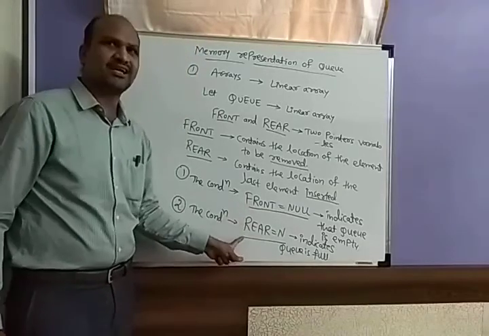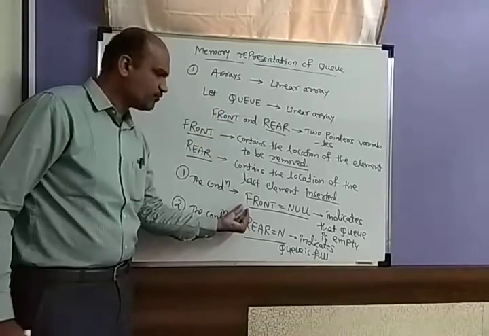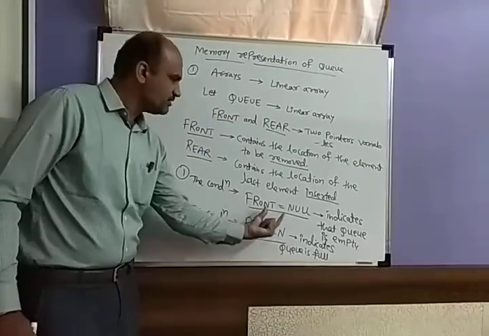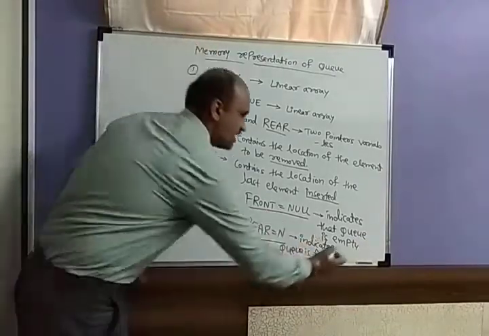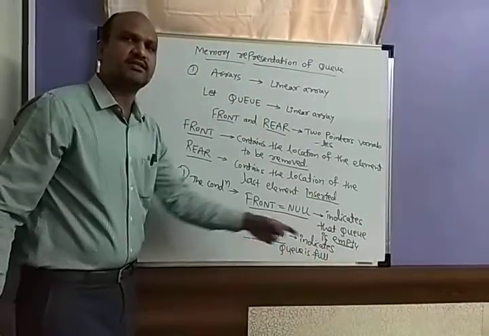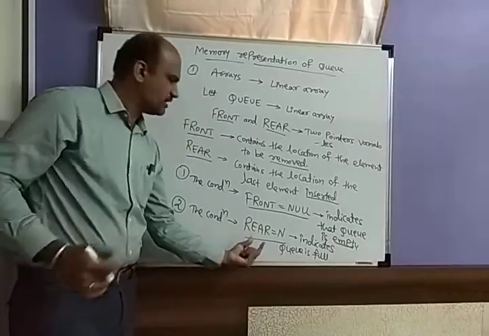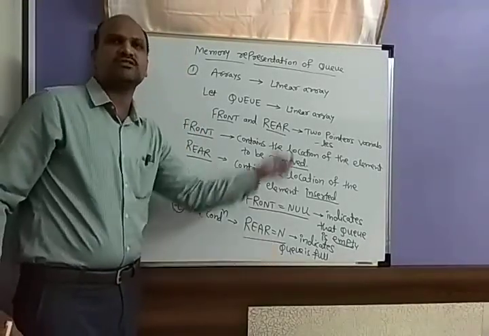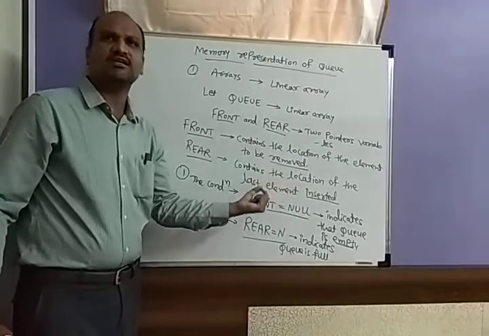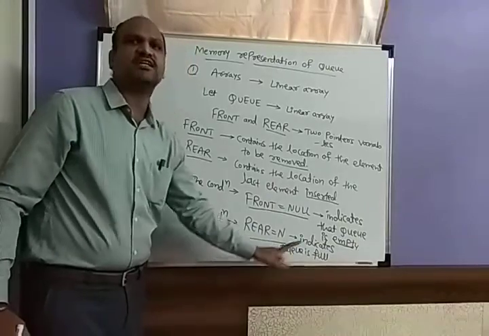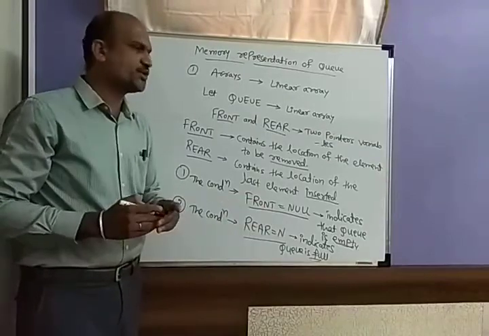So these two are the conditions when you represent arrays in memory. First, front is equal to null means there are no elements present in the queue, so automatically the queue becomes empty. Then if you are inserting elements, you can insert until rear is equal to n. N means the number of elements already allocated in the array. Rear is equal to n indicates that the queue is full.